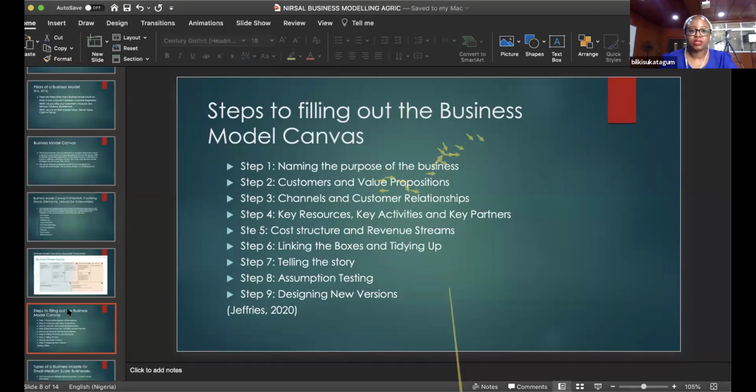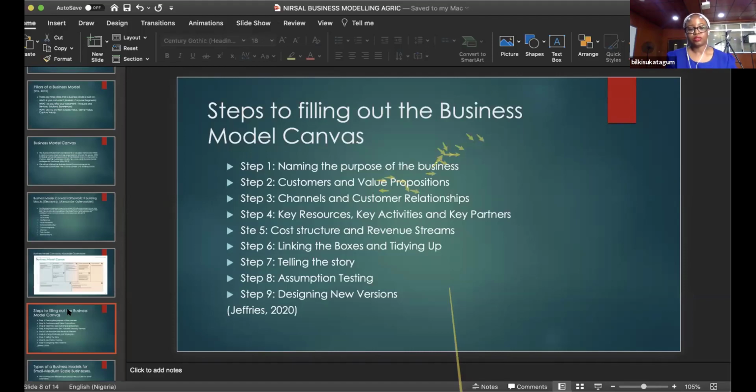Then step 5 is your cost structure and revenue streams. As I said, when you're doing your plan itself, it actually comes into play in terms of writing how much everything is going to cost you. You start off by stating what your capital is, then how much you are going to spend from that capital itself. So those are the things that you state. Revenue streams are your alternate forms of revenue. This is what I'm going to spend and things like that.